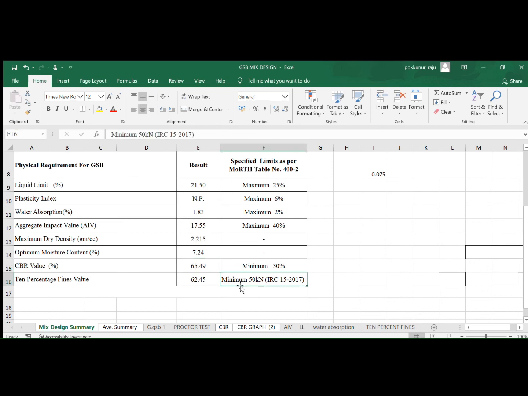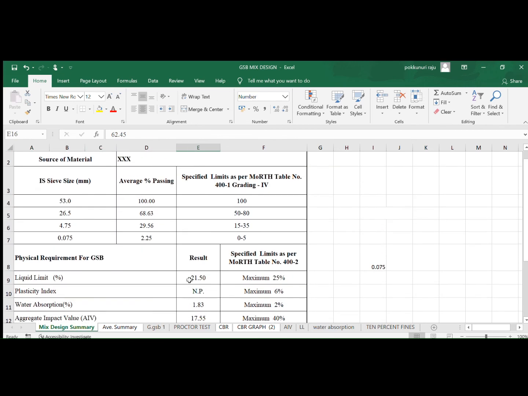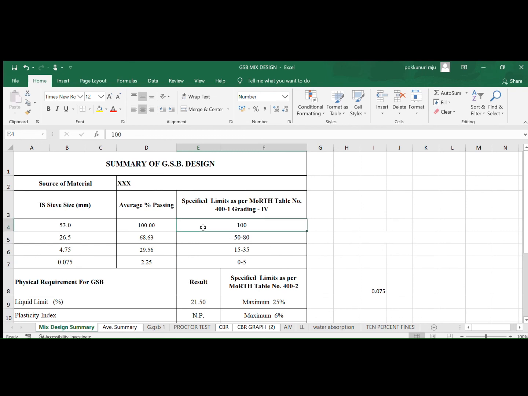A minimum of 50 kN is required for the 10% fines value as per IRC 15, which is not a requirement given in MORTH, but as per IRC 15 2017, the 10% fines value should be minimum 50 kN, and what we are getting is 62.45. Hence, the material can be approved for GSB to be utilized in the field.